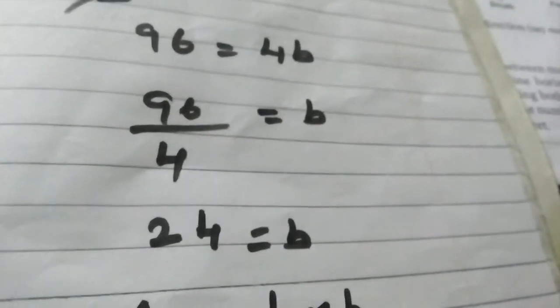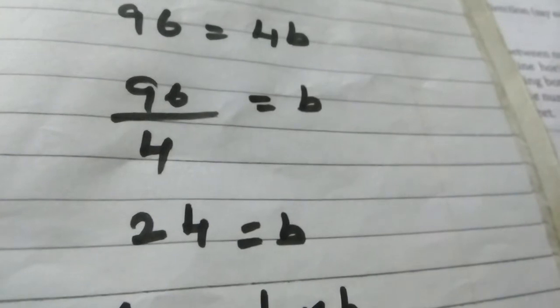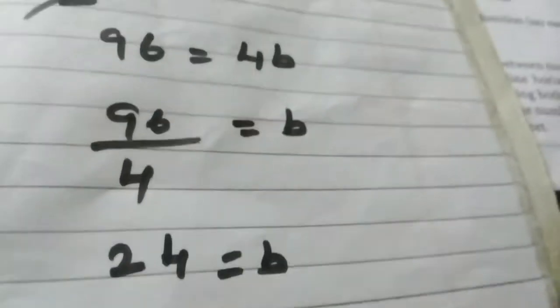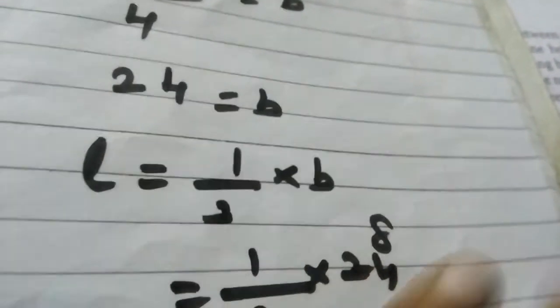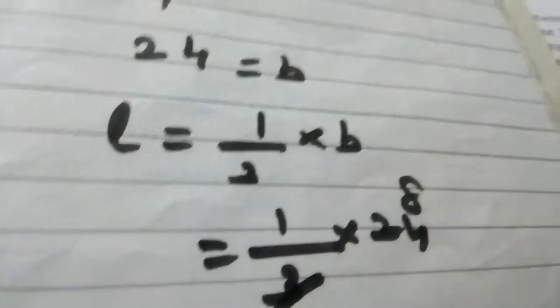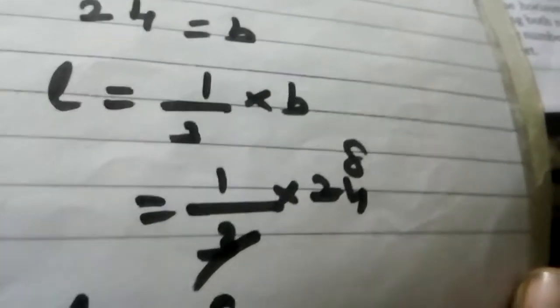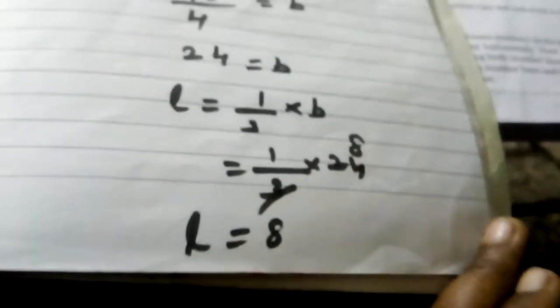Then what is the value of B? The value of B is equal to 24. So when you cancel 96 by 4, you are getting the value of B is equal to 24. So after getting this, substitute in the place of L equal to 1/3 B, so that we can get the value of L. See here, 1/3 of B. So 1/3 into 24, you cancel, then you will get the value of L is equal to 8, which is the answer for this question.